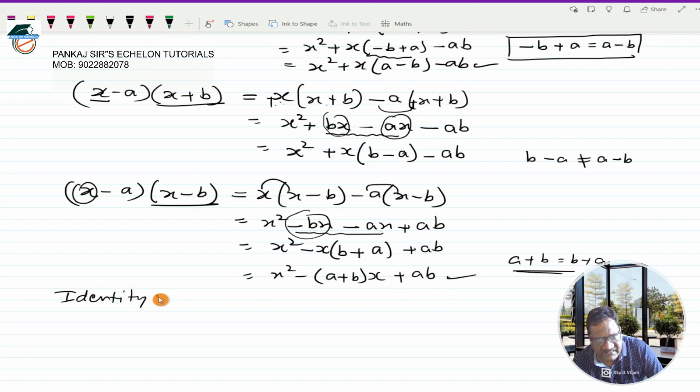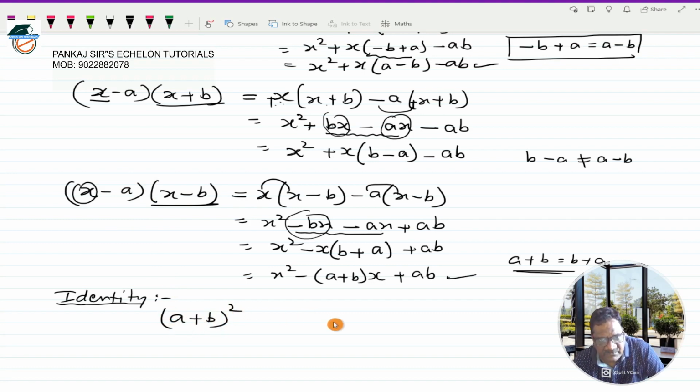Identity is something that works for all the values of the variables. Okay, so this fourth I have explained you the expansion. Now the next one is, suppose you have this kind of an expression.